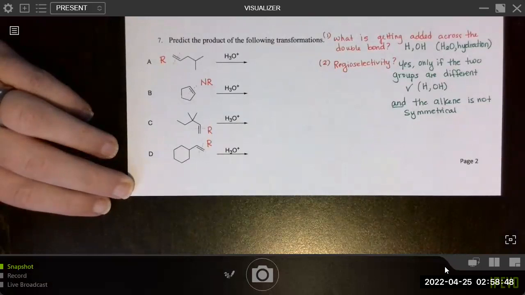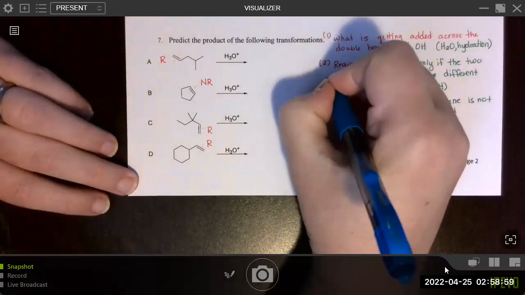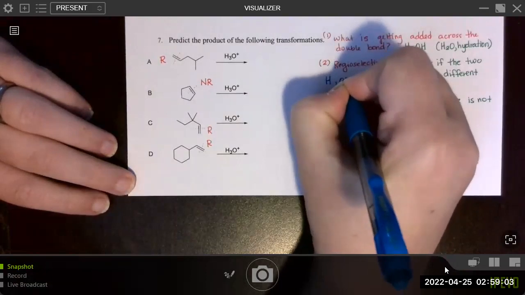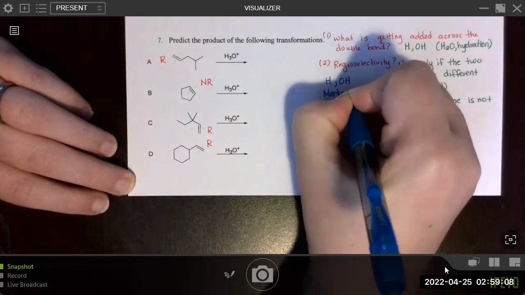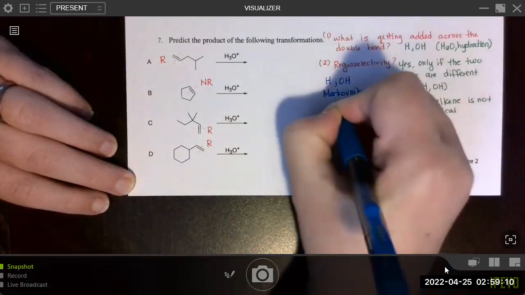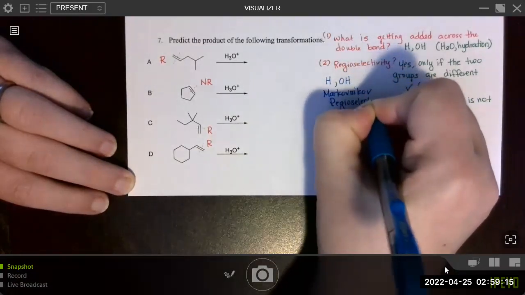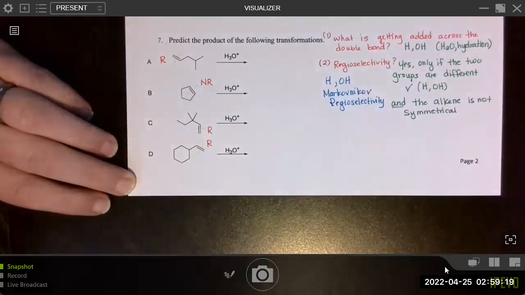So in that case, we want to think about which carbon is going to get the H and which carbon is going to get the OH, right? And so we're going to go H and OH, and this is going to be following Markovnikov regioselectivity, which means you want to put the OH on the more substituted carbon.